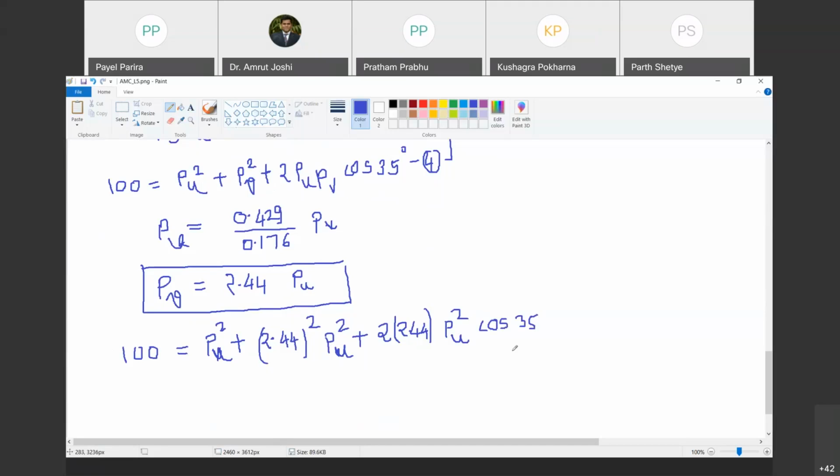Now all the terms involve PU square. So can I take PU square common? Yes, sir. PU square into bracket 1 plus 2.44 square plus 2 into 2.44 into cos 35. Are you with me? Yes, sir. So tell me how much is PU now?